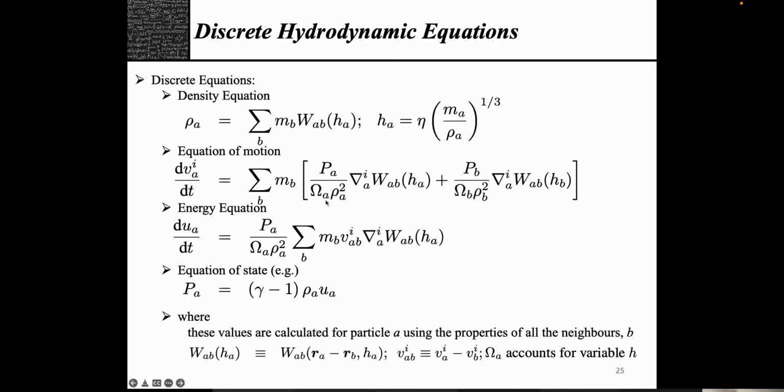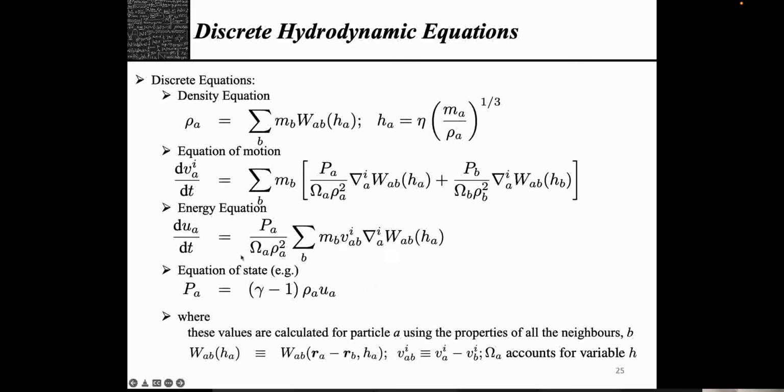And we have these big capital omega terms, and these are the correction terms to account for variable smoothing lengths. Typically, they're near 1. So if you have a very smooth field, it's 1. It becomes further from 1 once you get to very steep shocks, in regions where your density is changing very quickly.